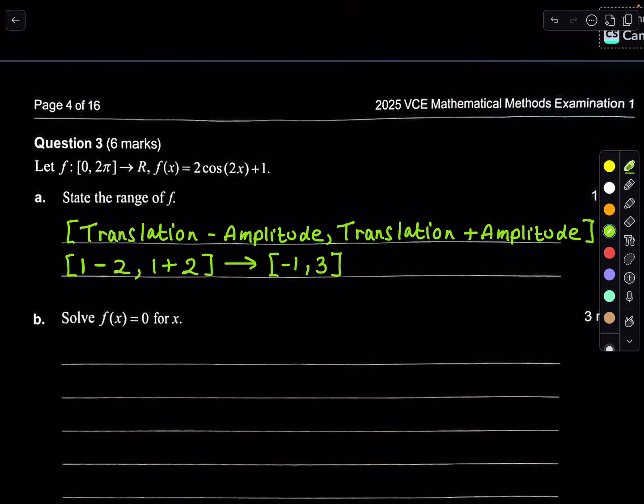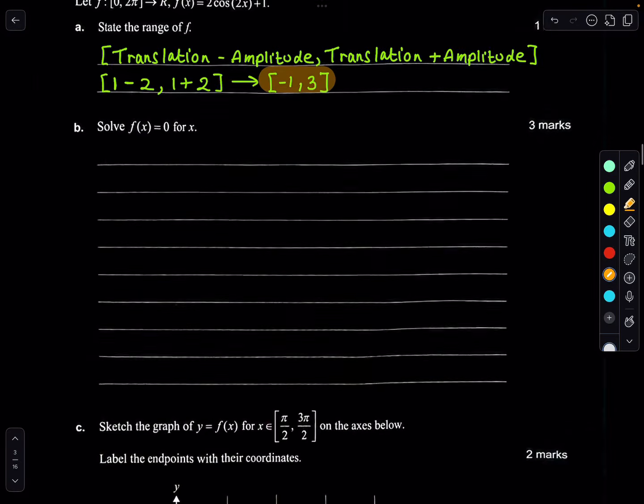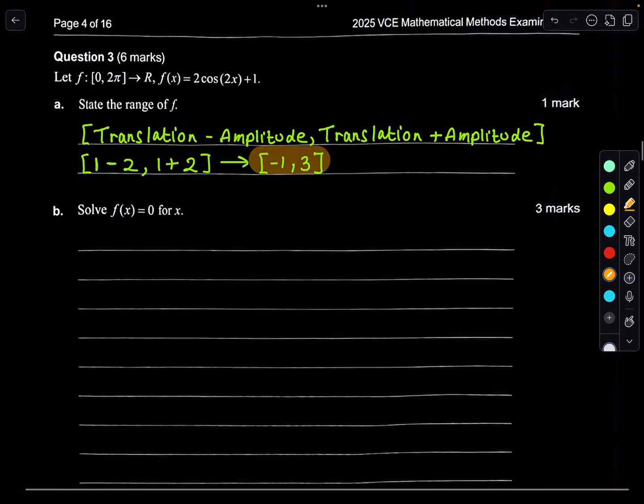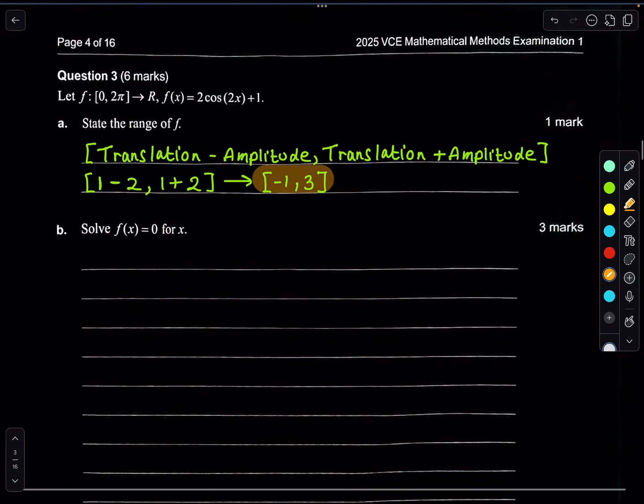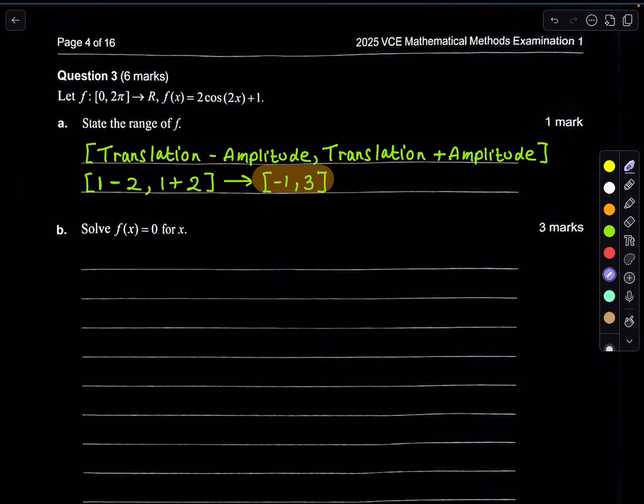Very easy. So we're going to highlight that one. Let me just highlight this one. Beautiful. Not a bad question. Very easy. Next question. Solve f of x equals 0. Now we are given a domain from 0 to 2 pi. Make sure. Yep. So let's write this whole thing down here.